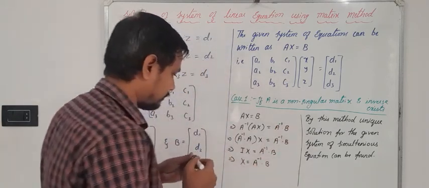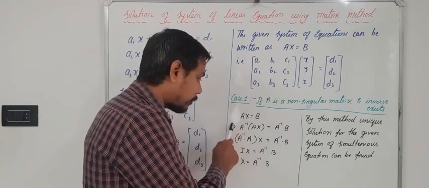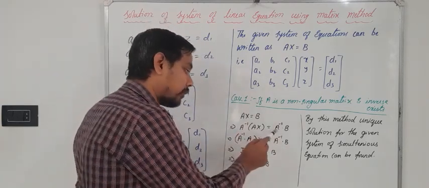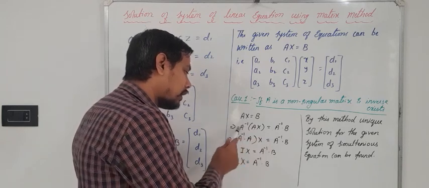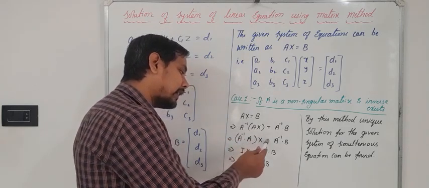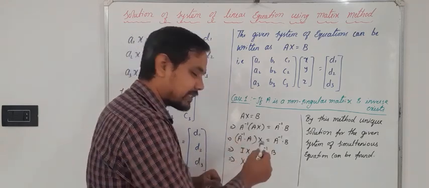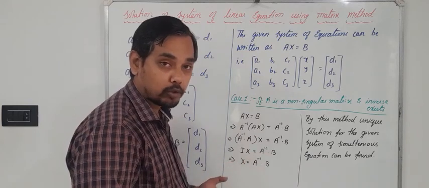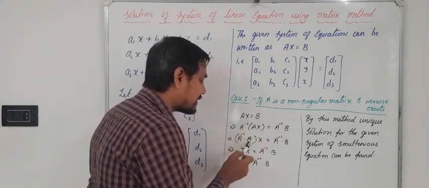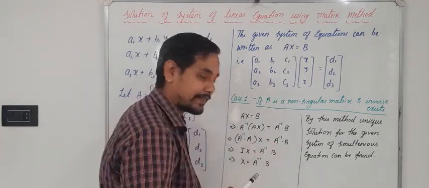So I have considered this equation and multiplied A inverse on both the sides. Now A inverse into Ax can be written as A inverse into A into x. I can group A inverse and A in one bracket and x on the other side. This is nothing but the associative property. A inverse into Ax can be written as A inverse into A multiplied by x, and here A inverse into B as it is.